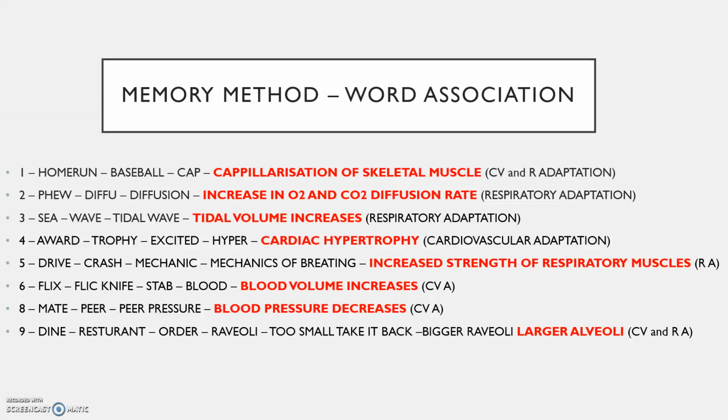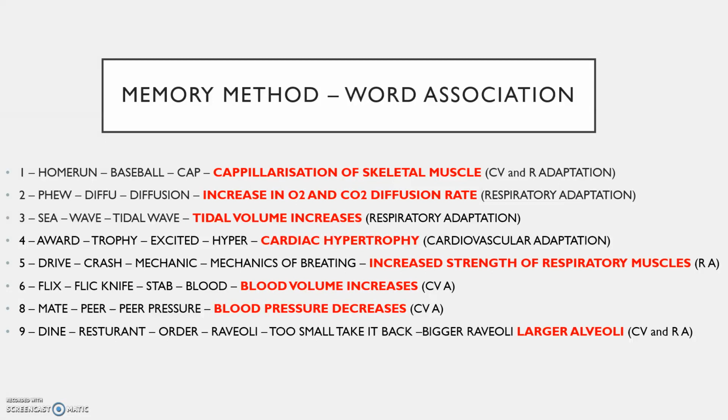If a question asks you about either cardiovascular adaptations or respiratory adaptations, please try and remember 1, 2, 3, 4, 5, 6, 8, 9, and try and remember the word association that goes with it. Then you have to try and pick out which ones are cardiovascular and which ones are respiratory. Remember, respiratory is all to do with the lungs and the thoracic cavity. Cardiovascular is to do with the blood vessels and the heart. You can try and pick it out from there.